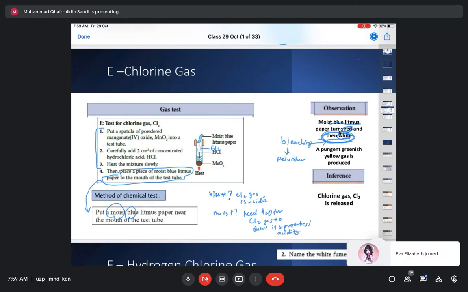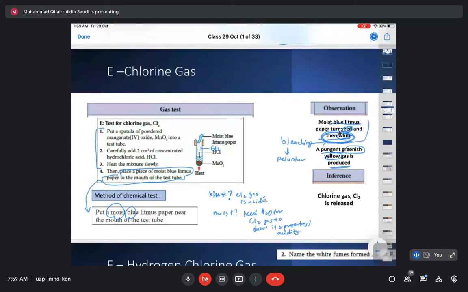Okay, chlorine juga ada warna and ada bau. So a pungent greenish yellow gas is produced. Kalaupun dia tak cakap pasal atas ni, dia cakap pasal greenish yellow gas is produced, you should know that it is chlorine. So what is our inference? Chlorine gas is released or produced. Okay, boleh? Okay, ni gas yang kelima. We have another 3 gas.